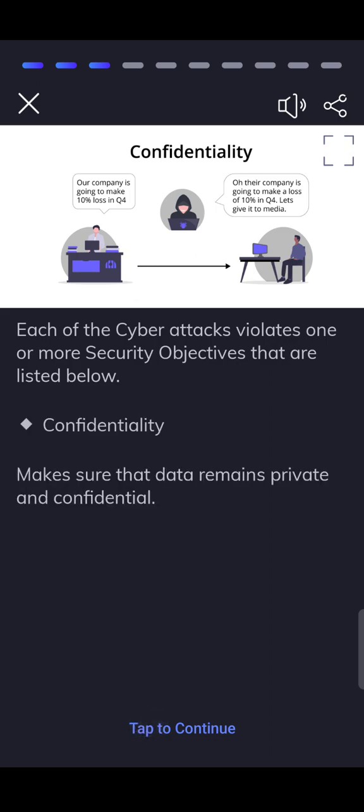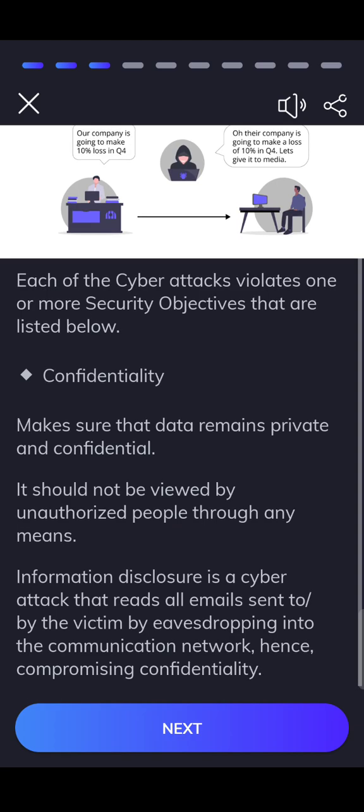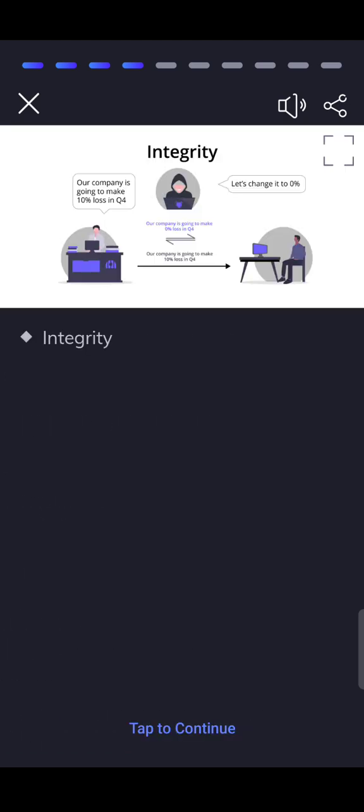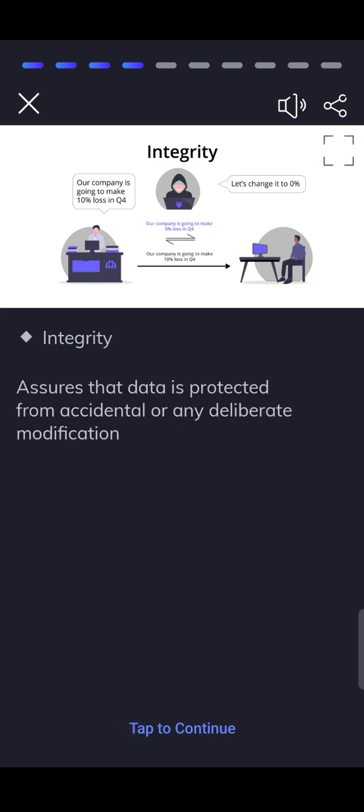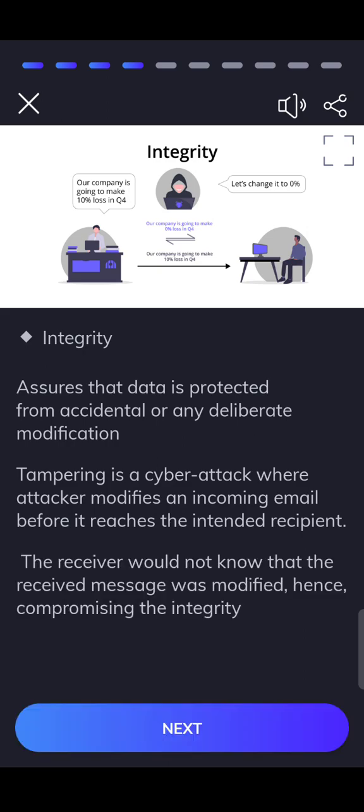Confidentiality. Makes sure that data remains private and confidential. It should not be viewed by unauthorized people through any means. Information disclosure is a cyber attack that reads all emails sent to or by the victim by eavesdropping into the communication network, hence compromising confidentiality. Integrity. Assures that data is protected from accidental or any deliberate modification. Tampering is a cyber attack where an attacker modifies an incoming email before it reaches the intended recipient. The receiver would not know that the received message was modified, hence compromising the integrity.